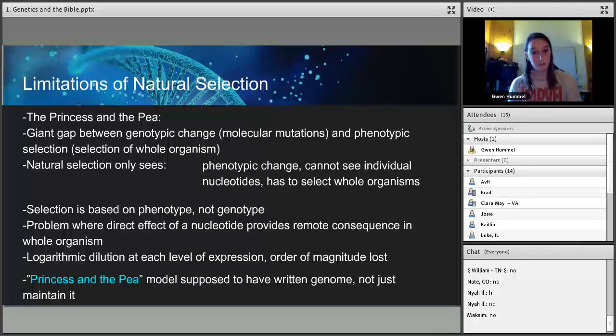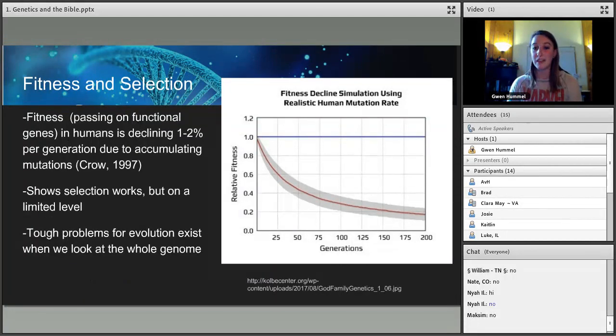So also remember, this princess in the pea model is supposed to have written the genome, not just maintain it, not just evolve it. This is how we were supposed to start in the first place. So I don't know if you guys have heard the term fitness. So fitness, survival of the fittest, is the ability to survive the best in your environment. So fitness, in the genetic sense, would be the ability to pass on your functional genes, not passing on anything gross or bad, passing on functional genes.